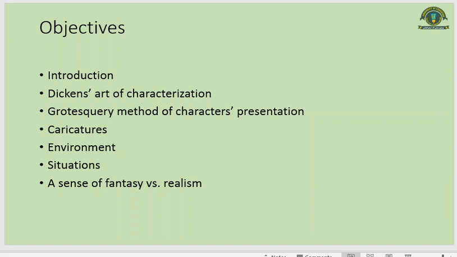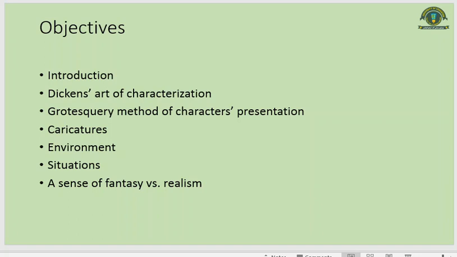By the end of the session, you will be able to see how this novel is fantasy versus realism. It is a mixture of fantasy and realism. We will learn by the end of the session how it is a fantasy and how it is a realistic work.